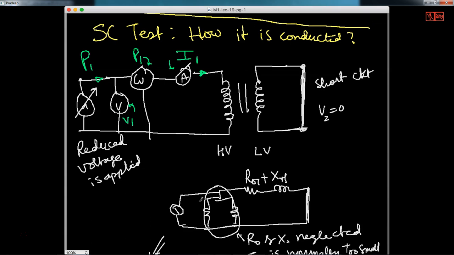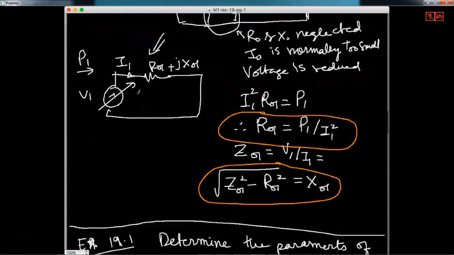So here I have 3 readings again: the reduced voltage, the rated current, and the wattmeter, that is measuring the copper losses. Again, this is a very simple circuit. Here I1 square R01 is P1. So from that directly I can find R01, and impedance Z01 we can find by V1 and I1, and through that I can find the X01.